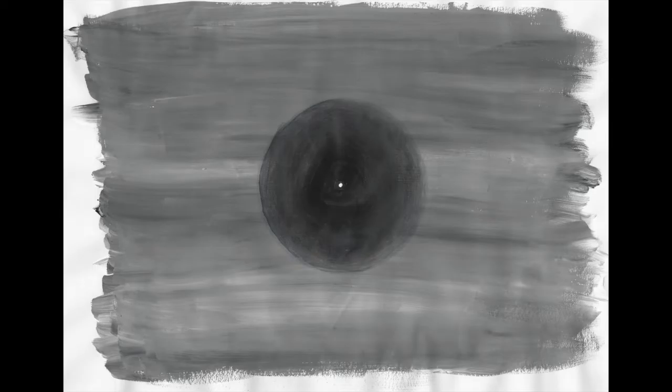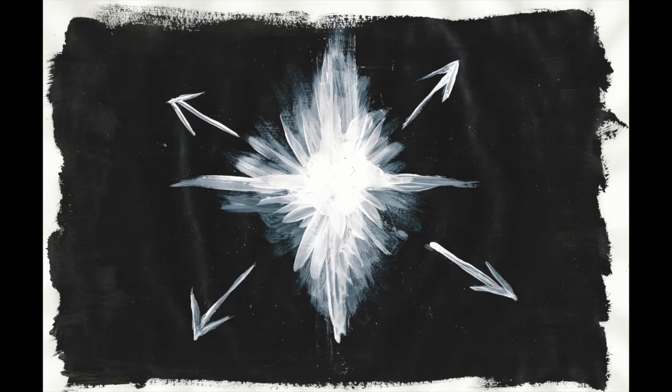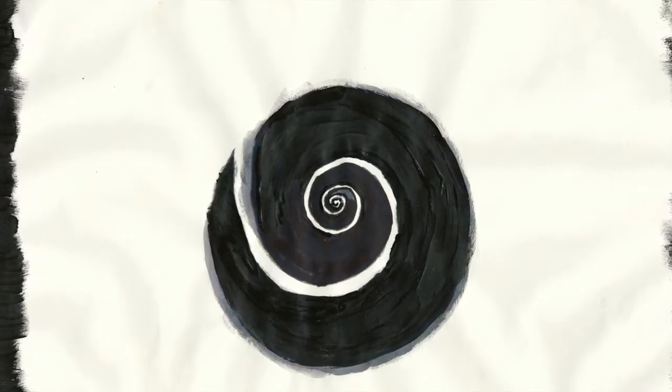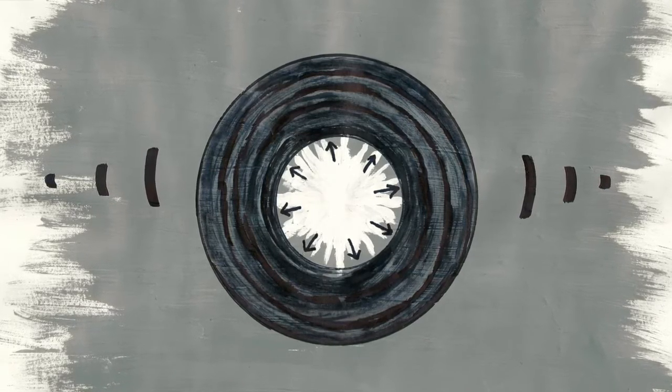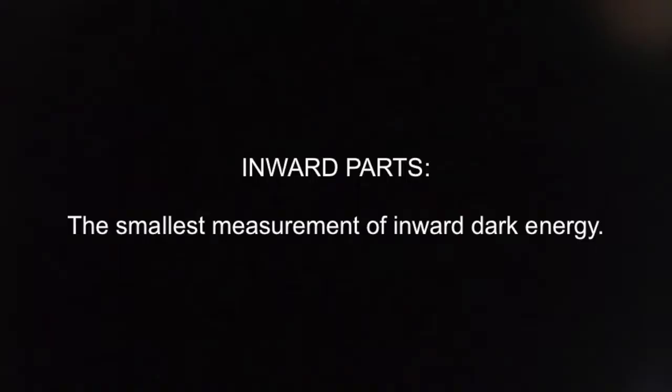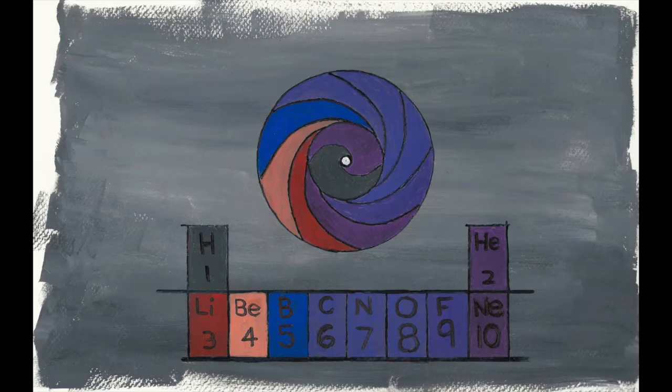So an atom is made up of two different types of energy: outward moving light surrounded by inward moving dark energy. It's opposite. I've also defined the word inward parts as the tiniest measurements of dark energy that surround the nucleus of an atom. For example, one inward part is hydrogen, 2 is helium. Basically, inward parts replaces electrons when it comes to forming matter.